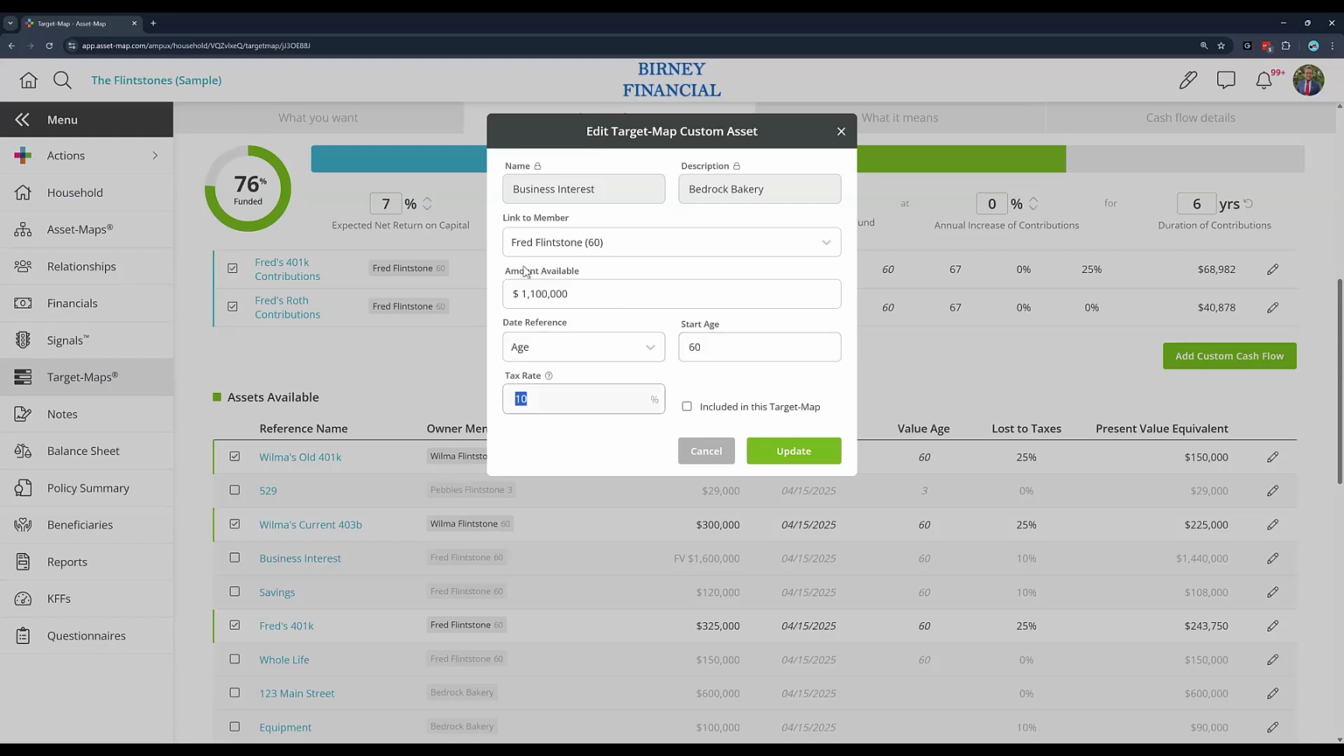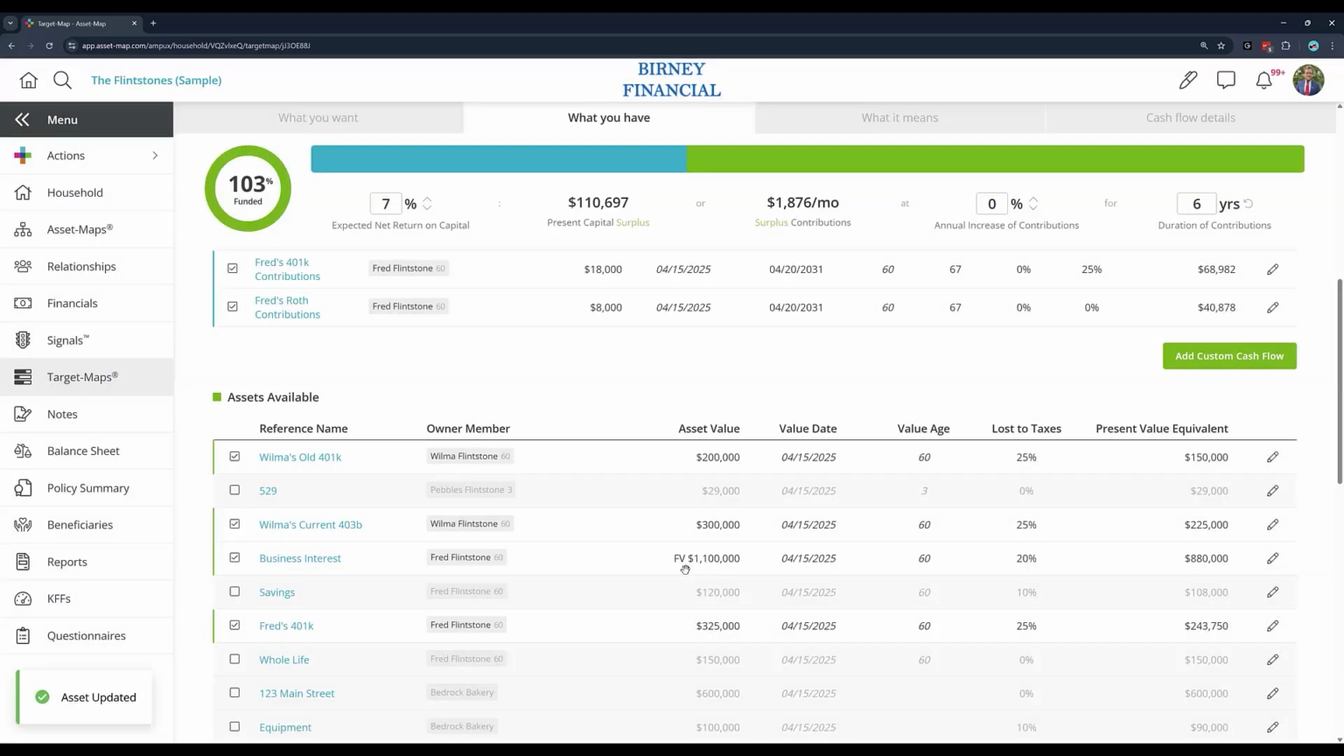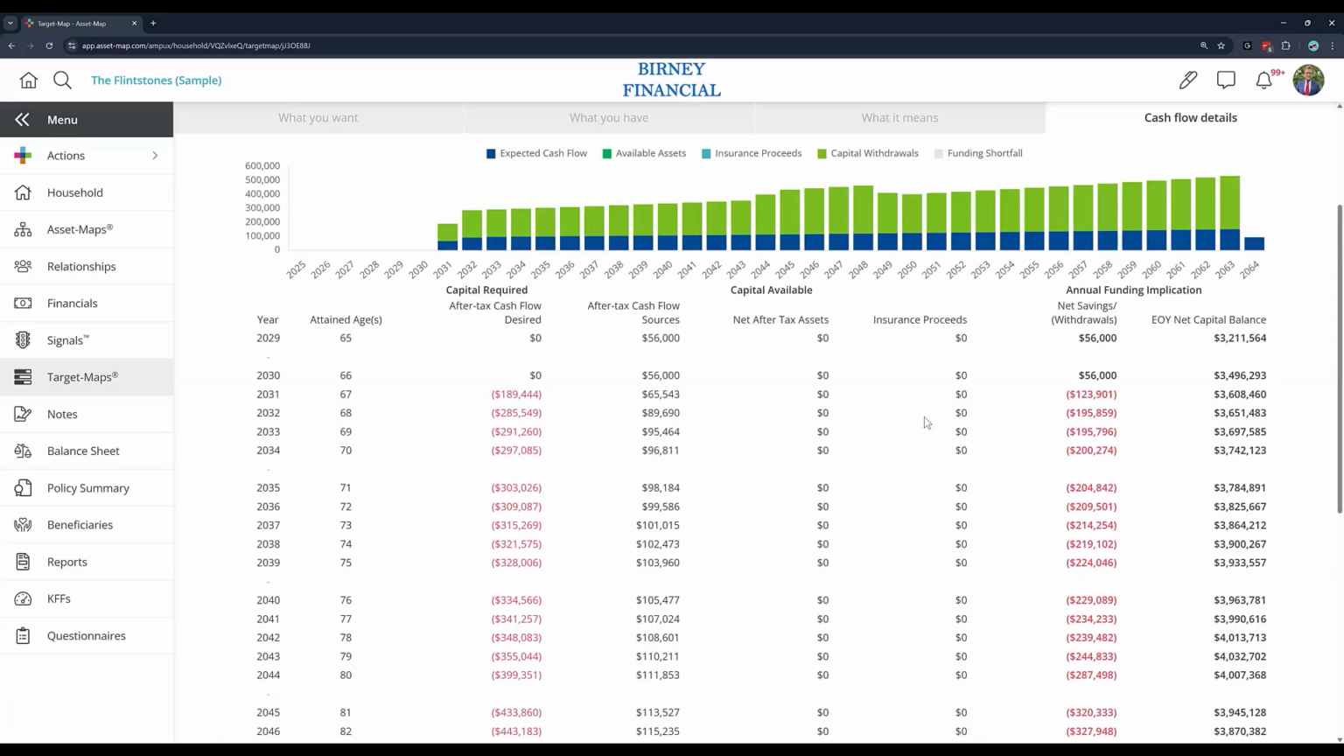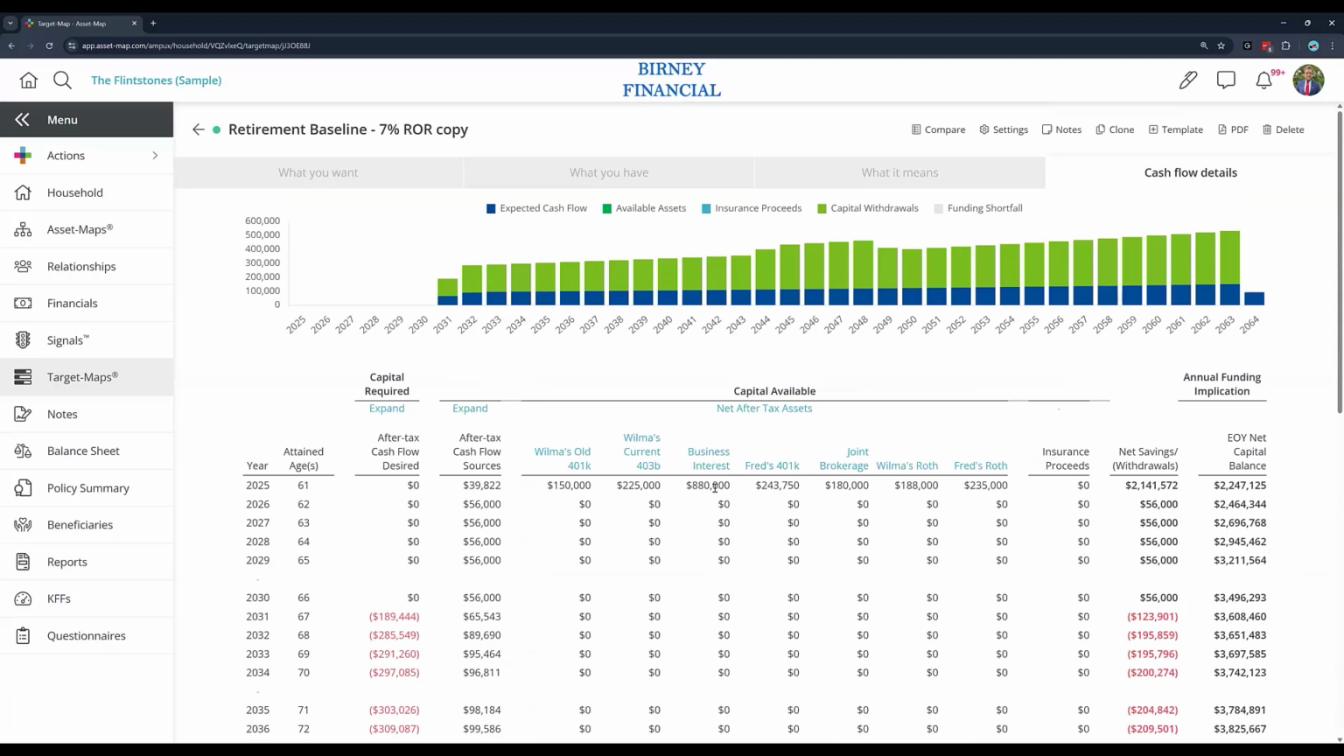So we sell it today, pay about 20% in taxes, and what impact does that have? Well, we sell it for 1.1 million, we pay our taxes 20%, we go into our cash flow details here, and you can see the difference. What is the difference? The shot in the arm right up front. We sell the business today for $880,000. We start earning 7%. Now look at this.